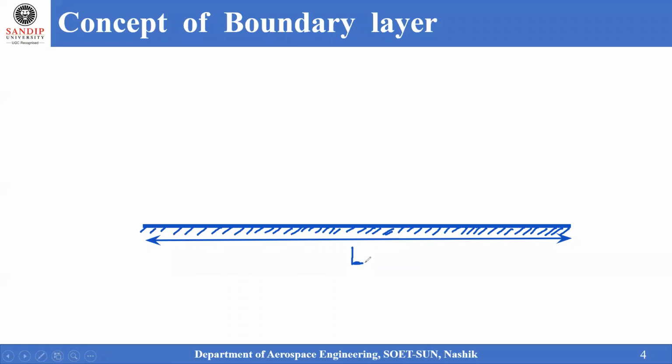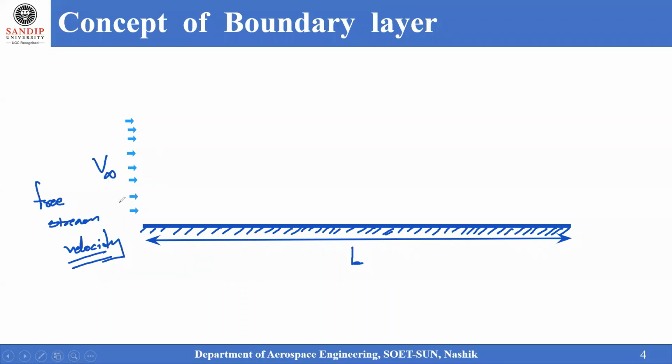On this plate, what we are doing is sending some fluid with a velocity. Let us take the velocity of the fluid as the free stream velocity, V infinity, where V infinity represents the free stream velocity, that is, the velocity which is supplied.